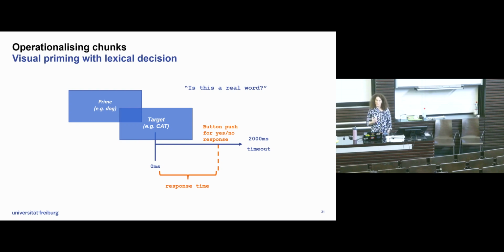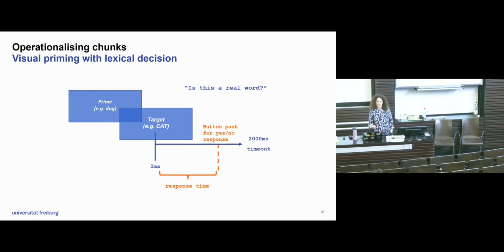And they have to respond to the target and say whether the target is an existing word of their language or not. For example, you could be sitting in front of a screen and you would first see dog, then a brief pause, and then you would see cat, and you would have to say whether yes or no the word cat is a word that you know in your native language. And then the researcher would measure your reaction time to the word cat, okay?